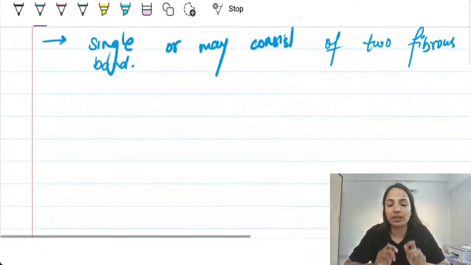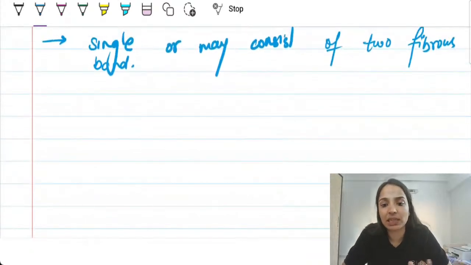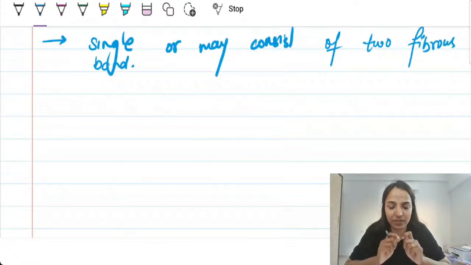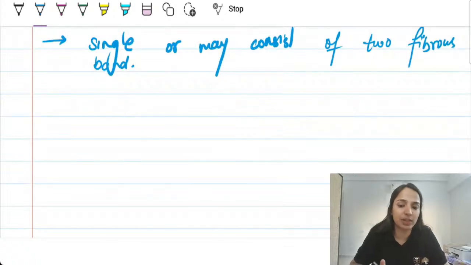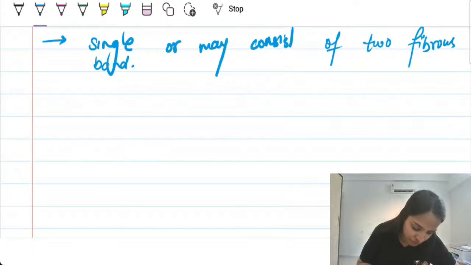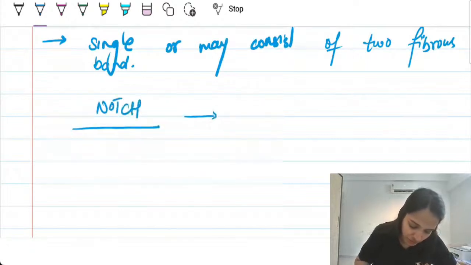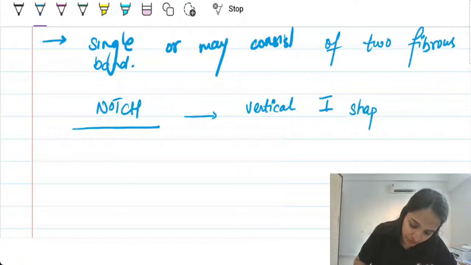Now, what we mainly study again is during border molding. During border molding, when we do this movement, the upper lip will usually have a vertical movement, and since there is no muscular attachment, the notch that we prepare for this in the denture is a vertical I-shaped notch.